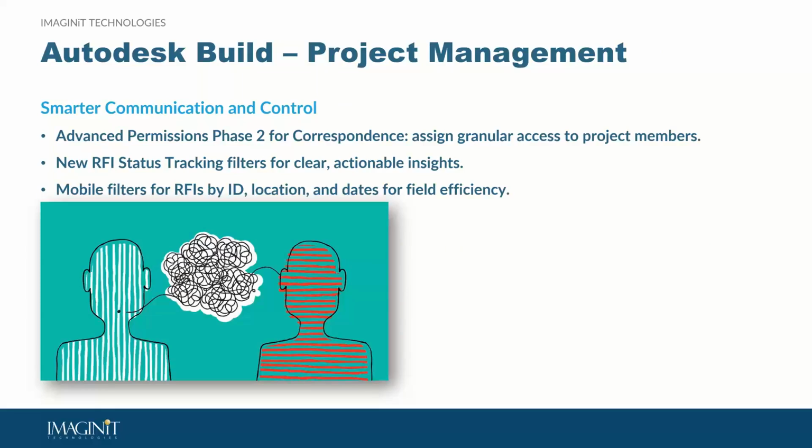Now let's take a look at some of the build enhancements. So this is on the project management side for sure. Communications and control: we have added this advanced permission phase 2 to the correspondence module. Basically it allows us to have much more granular control over who can see what when it comes to this project information.